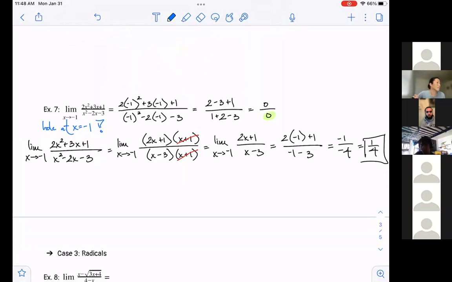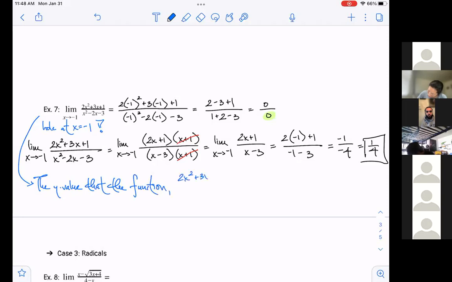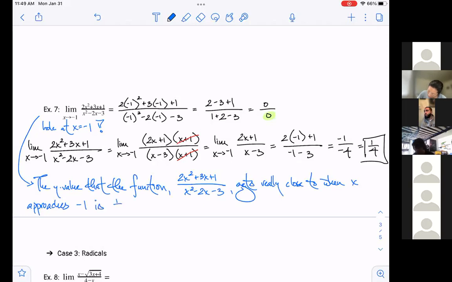I see. Okay. So let's go back and write out what this means. What our answer means here is that the y value that the function (2x squared plus 3x plus 1) over (x squared minus 2x minus 3) gets really close to when x approaches -1 is 1/4.